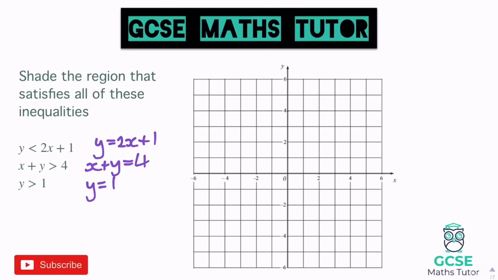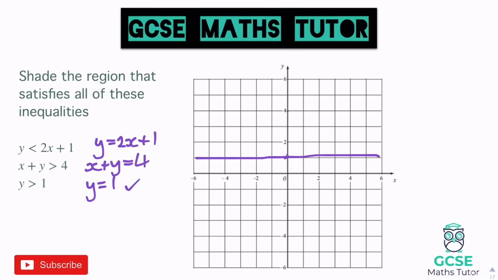Now the easiest one for us to draw there is y equals 1. Looking at my graph here, you can't see the number 1, but it's between 0 and 2. On the y-axis, y equals 1 is at this point here, and that line y equals 1 is just a nice straight line going through y equals 1. So that's our first one drawn there. Done. The next one is x plus y equals 4.